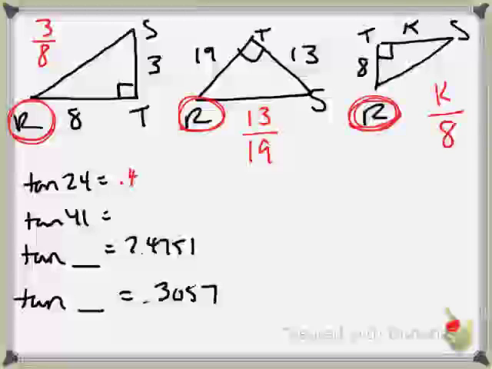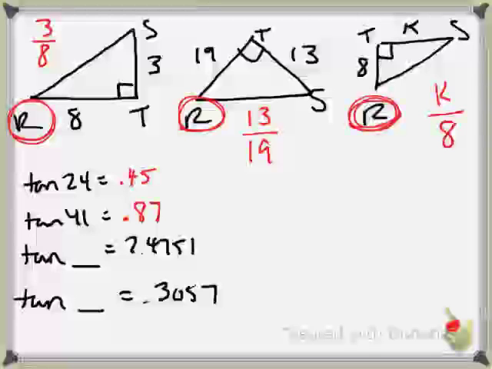Yep, 0.45 about. Okay, we'll go to about 2 decimal places. About tangent 41. 0.87.